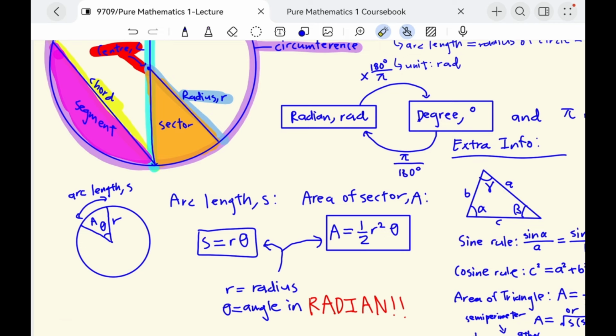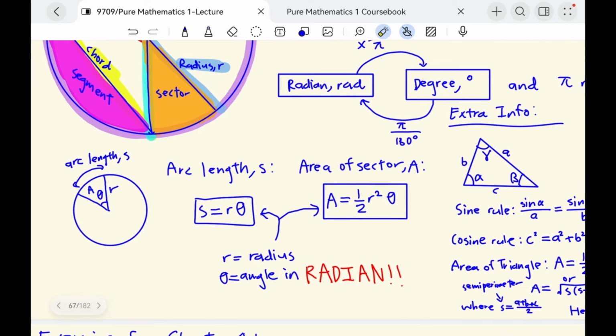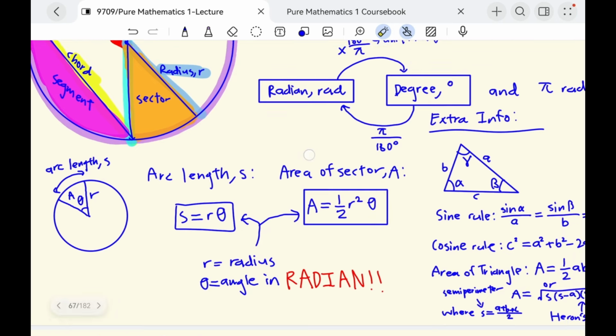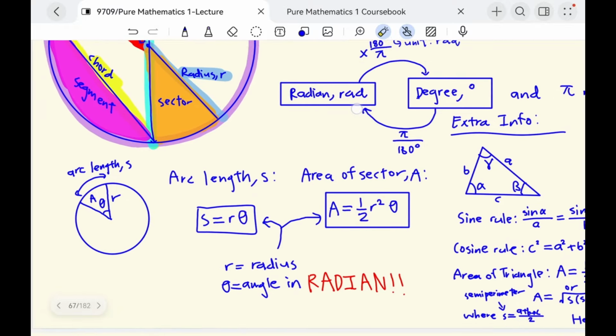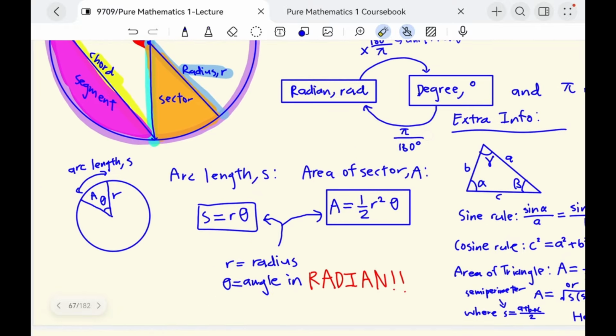So how do we find the area of the sector? We use A to represent the area of the sector. It is half r squared theta, where this theta is also in radians. So in this video, I won't discuss the derivation of these two formulas.